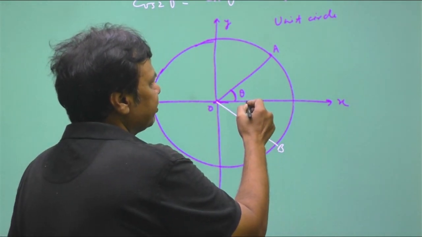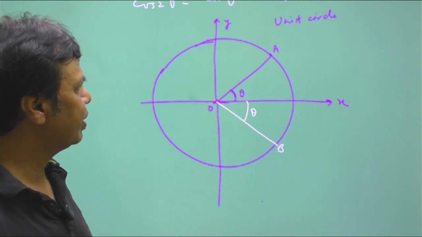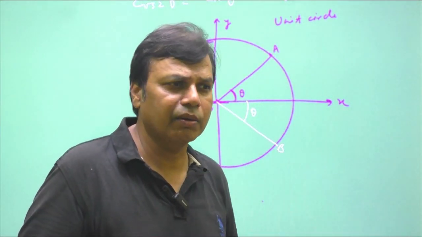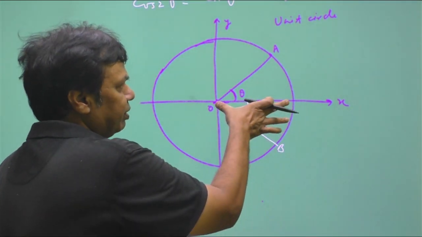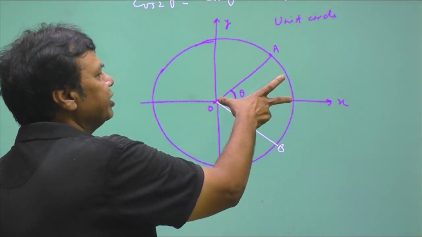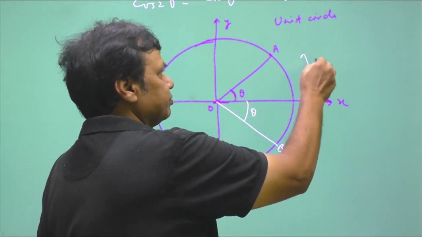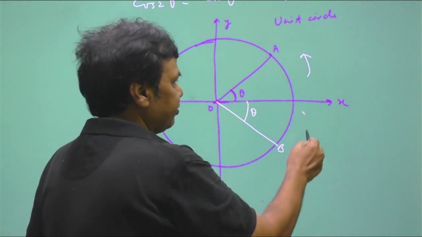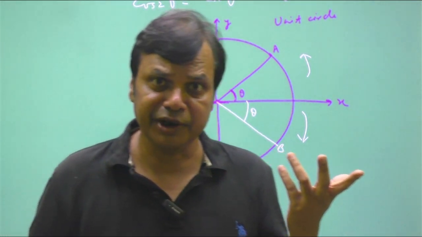But I should have taken this angle as theta. Let me tell you something. This angle theta has been made by rotating this radius in anti-clockwise sense. And if the same radius is rotated in clockwise sense, this angle theta. Does it make any difference?